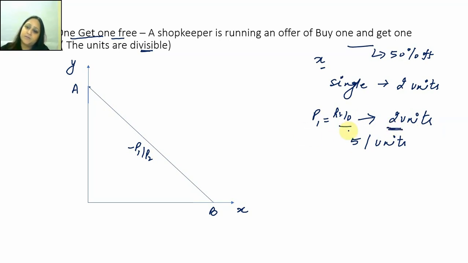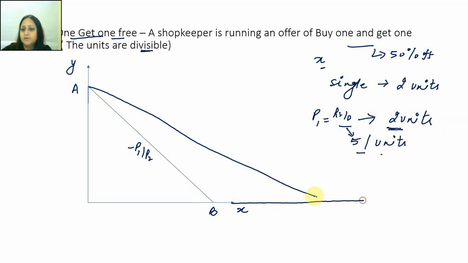So it's actually right that my price has gone from 10 rupees a unit to 5 rupees a unit, which is why my budget line will swing outward like this. So if this was my M by P1, which was, let's say, hypothetically, if this was 50, then this would be 100. My point is this will be exactly double. So this will be 2M by P1.